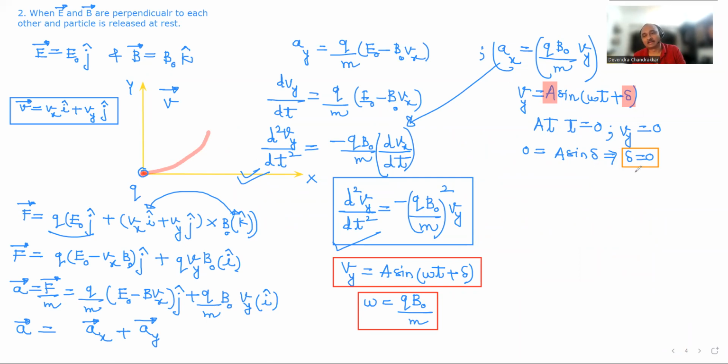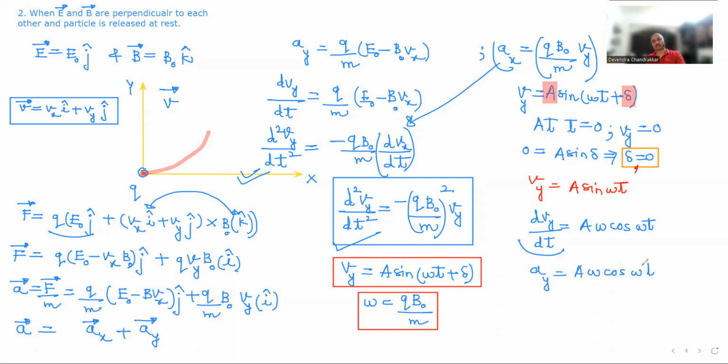So Vy is this. Delta becomes 0, right? So now we have Vy as a sine omega t. I hope all of you understood this. Now we have to find a. How will you find that? Differentiate this Vy with time. So dVy by dt is a omega cos omega t. Any doubt? No, sir. So dVy by dt is ay, and this is a omega cos omega t. Understood all of you?